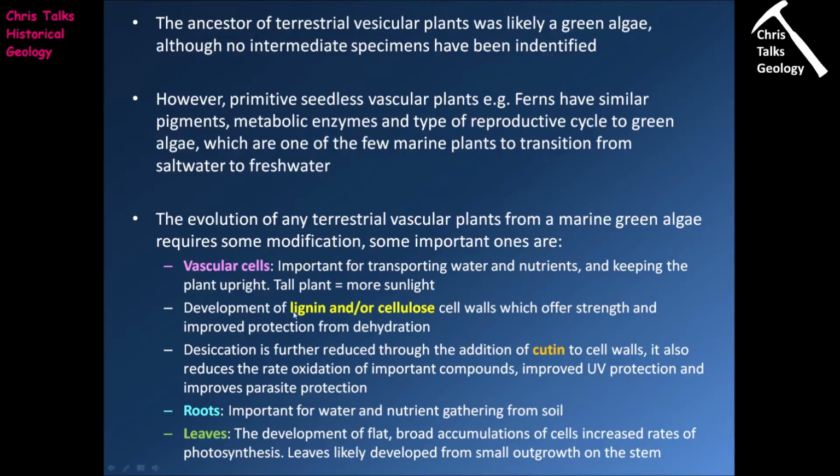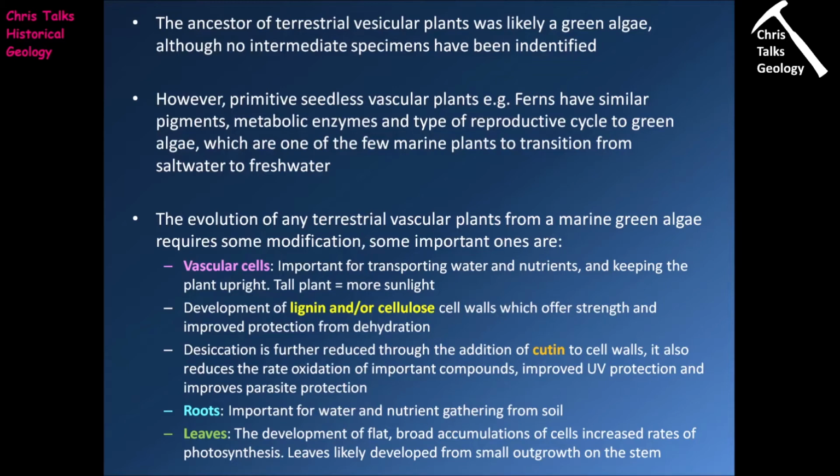It's going to form a thick layer of lignin or cellulose around the outside of the cell to essentially act as a barrier to stop too much water being lost. Now, desiccation can be further reduced through the addition of cutin into cell walls. And cutin is also important because it helps to reduce the rate of oxidation of compounds inside your cell. So if you want to keep your organic molecules inside your cells safer for longer, having a layer of cutin is advantageous. It stops them breaking down.